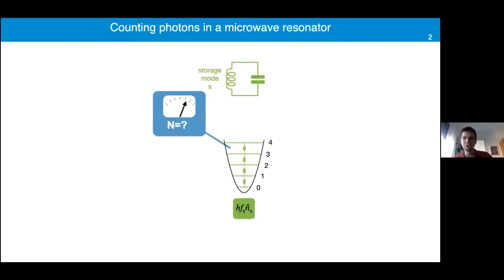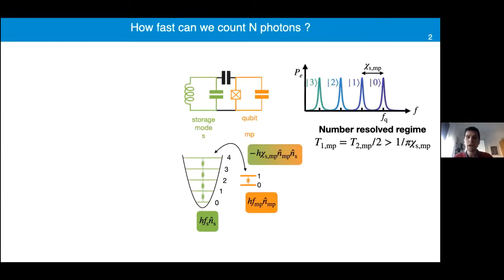We already had some good talks about it earlier. But let's consider a harmonic oscillator. I will call this oscillator the storage mode. It can be the first mode of a λ/2 resonator or the first mode of a 3D cavity. To count the number of photons inside, I will couple it to a qubit in the dispersive regime, and more precisely in the number resolved regime. In this case, the qubit has a specific resonant frequency for each Fock state of the storage mode, exactly as we saw in the former talk.